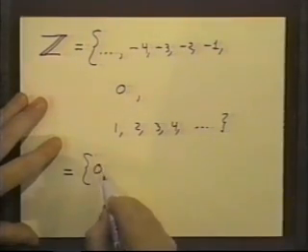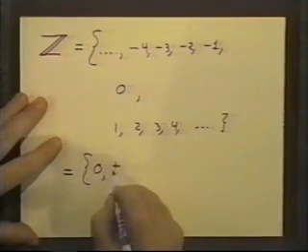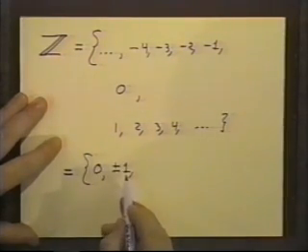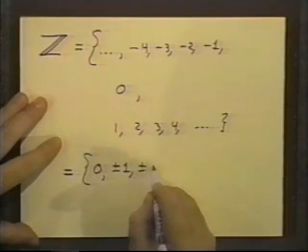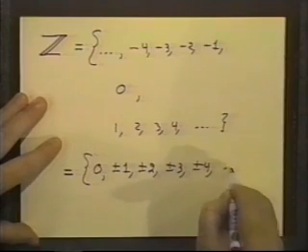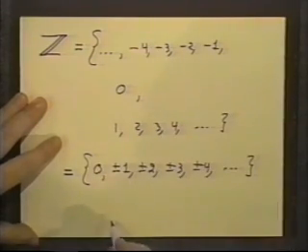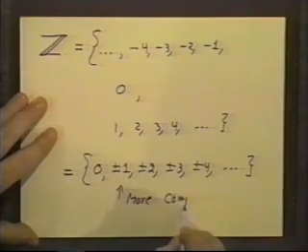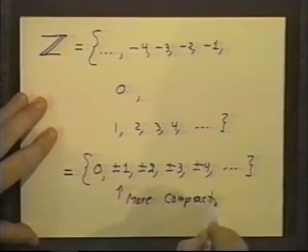Now there's a more compact way to write this, so I'll show you that. If we put 0 at the front, and then we put a plus and a minus sign here for 1, so we can imagine plus 1 and minus 1 being next to each other. And then plus or minus 2, plus or minus 3, plus or minus 4, etc. out to infinity. Now this is just a more compact way of writing this set.